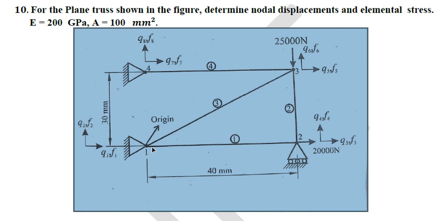Node 1, Q1 and Q2 are the degrees of freedom. Node 2, Q3 and Q4. Node 3, Q5, Q6. Node 4, Q7, Q8. So once again, the size of the global stiffness matrix is 8 cross 8. We have to be very careful while solving.